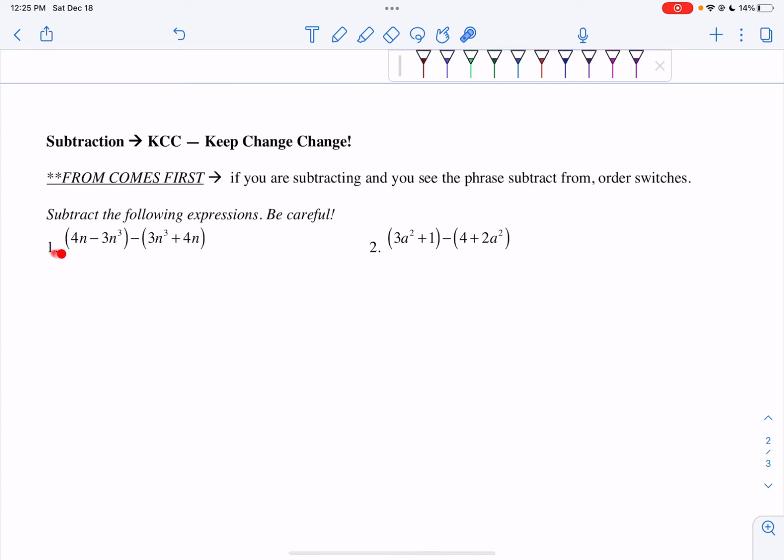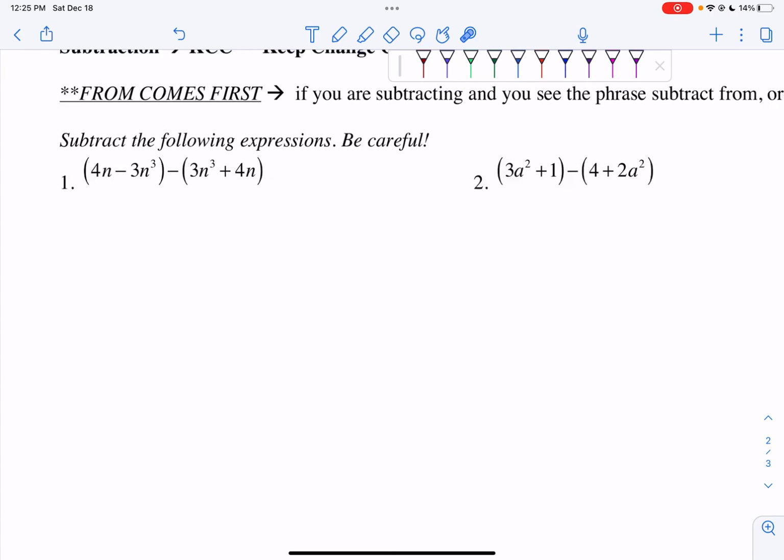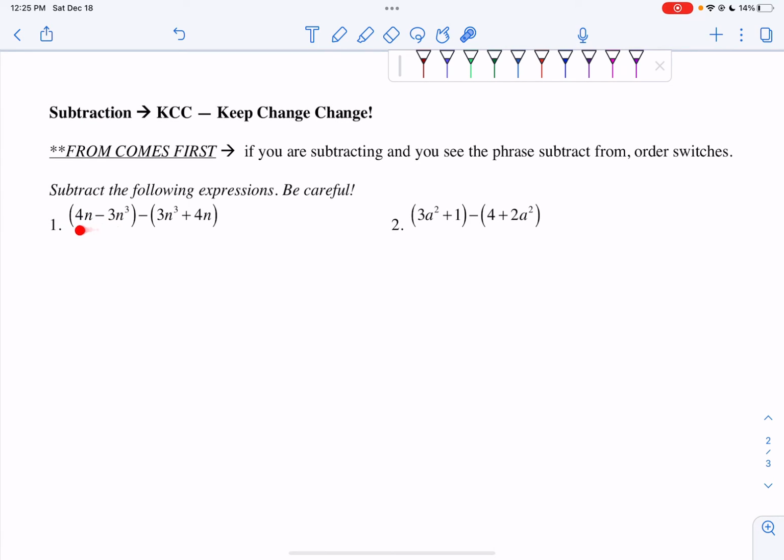It says subtract the following expressions and be careful, and we're going to be careful. So how it works is you keep everything in your first set of parentheses the same. So I'm going to do 4n minus 3n to the third.